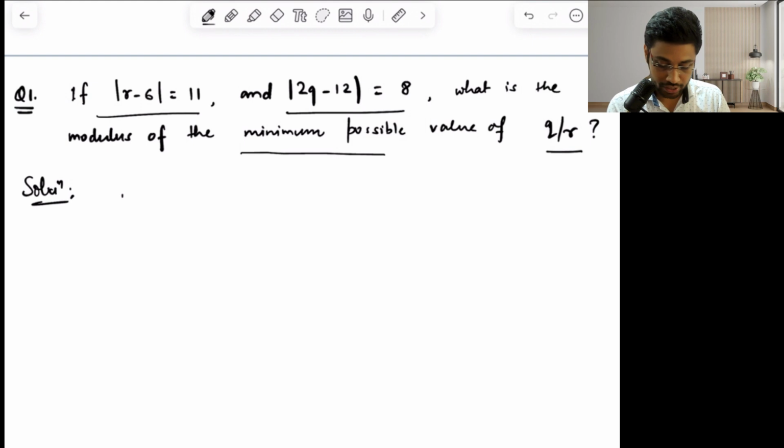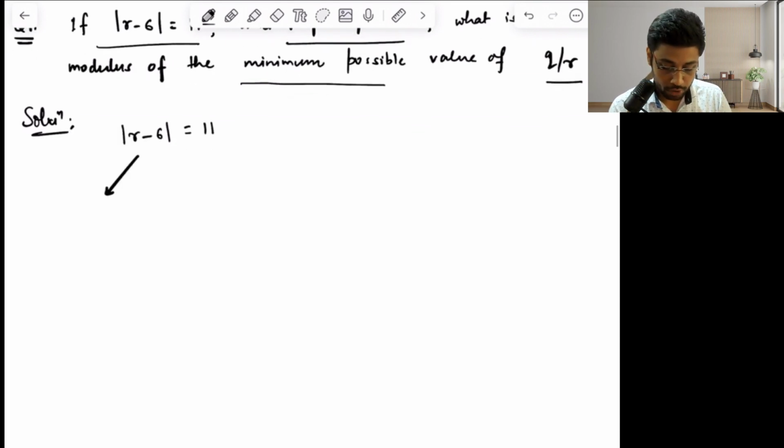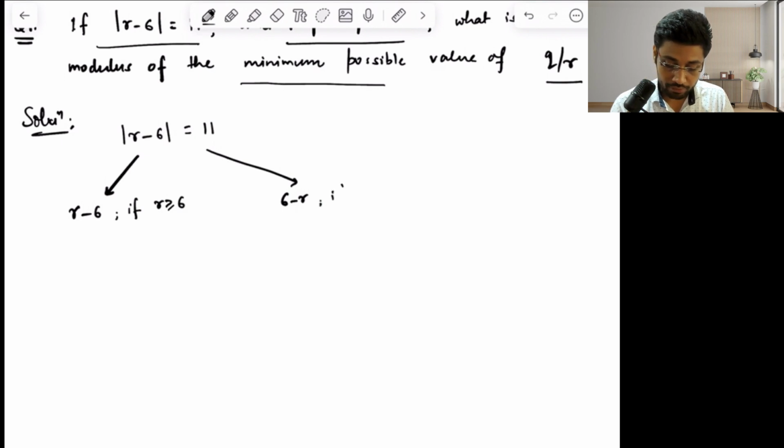So the first equation is modulus of r minus 6 is equal to 11. Now, how did we define the modulus function? Modulus of r minus 6 is equal to r minus 6 if r is greater than or equal to 6. We just saw an example above. And it will be equal to 6 minus r if r is less than 6. So we will solve both the scenarios over here and see what results come up.